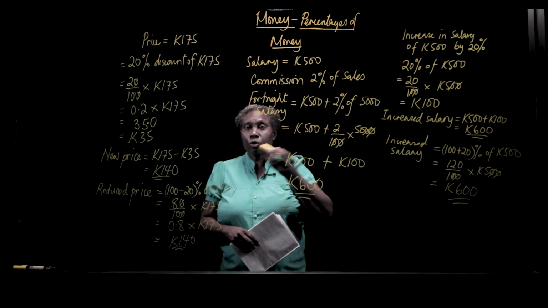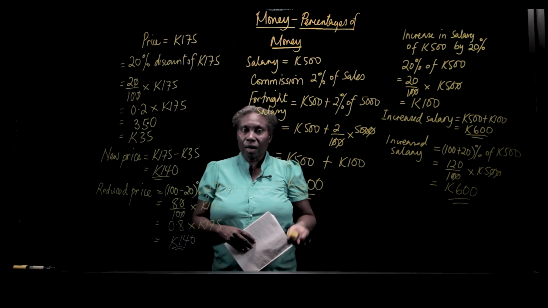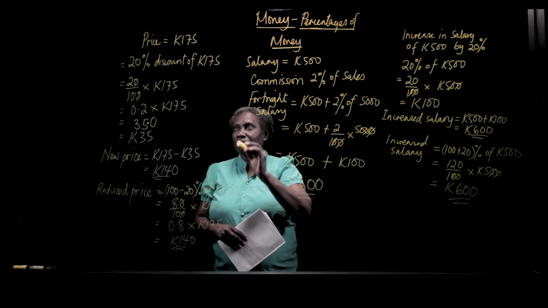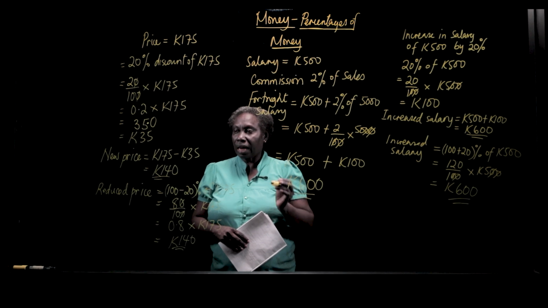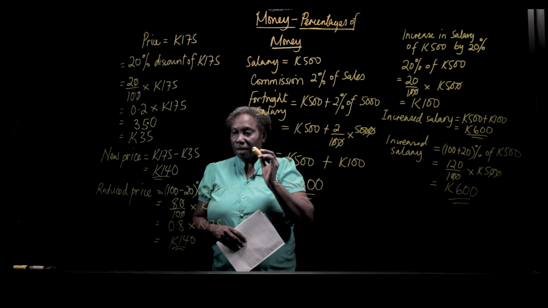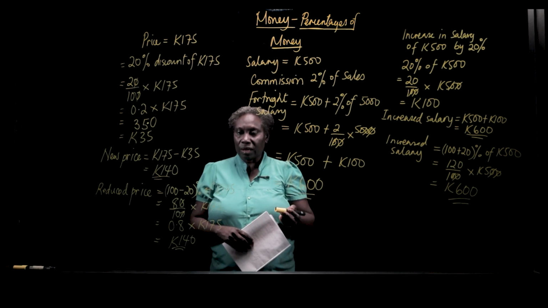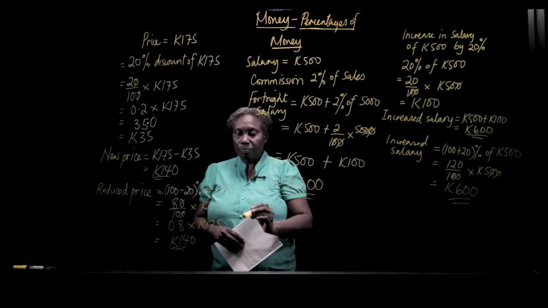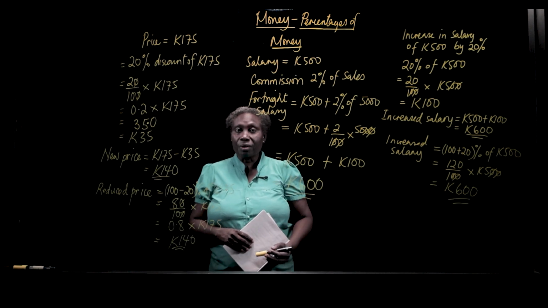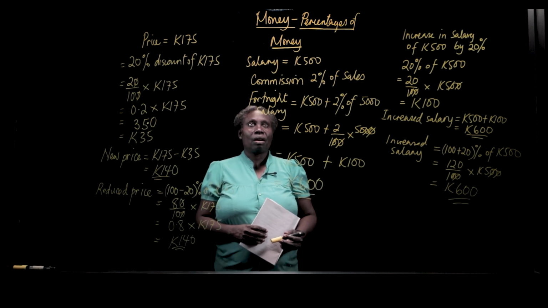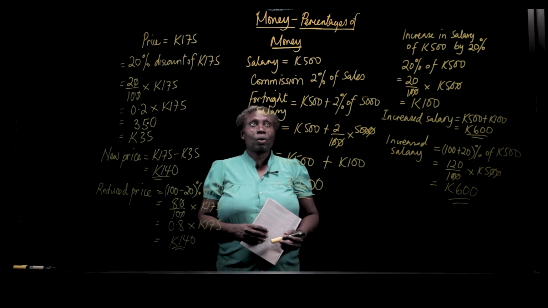So these are the two methods that we can use to calculate the reduced price. One, by finding the percentage discount price first and subtracting that from the original price. And the other is by subtracting the percentage discount from 100 and multiplying it by the original price to get the reduced price. That brings us to the end of our lesson on money and in particular percentages of money.